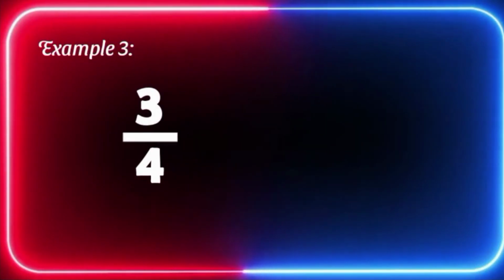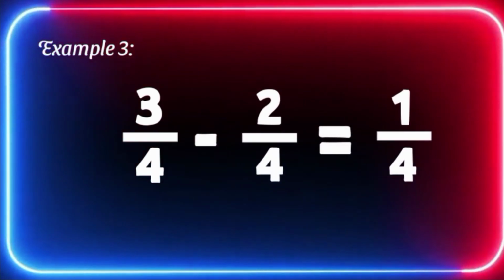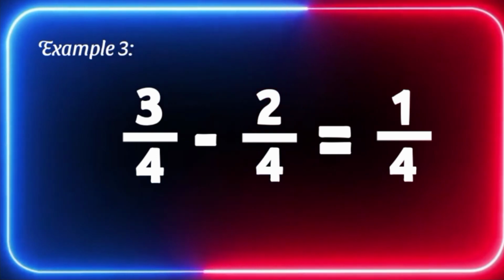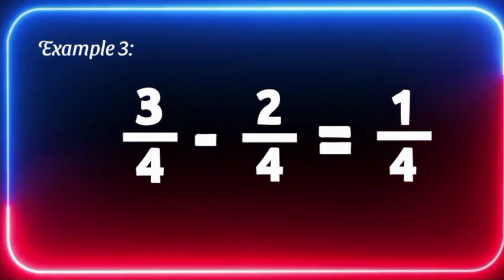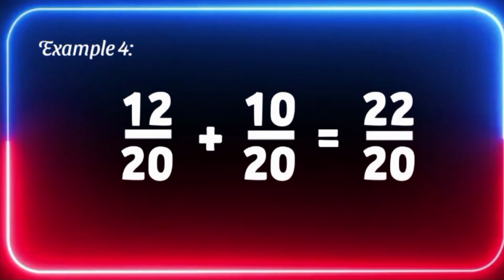Let us have another example of addition and subtraction with common denominators. Let us have this one: 3/4 minus 2/4. The answer is 1/4. We simply subtract the numerators, then copy the denominator. Now to add fractions with common denominators, let us have this one. If we have 12/20 plus 10/20, the answer is 22/20.